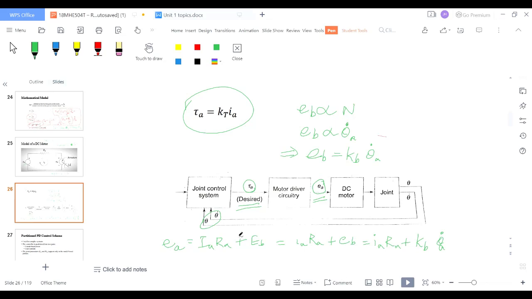Okay, so this is how a DC motor works. This is a model of a DC motor.